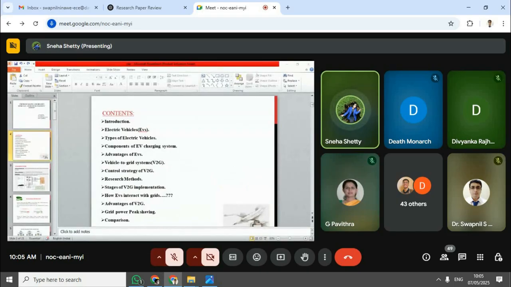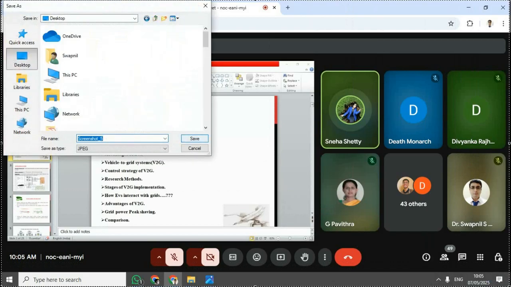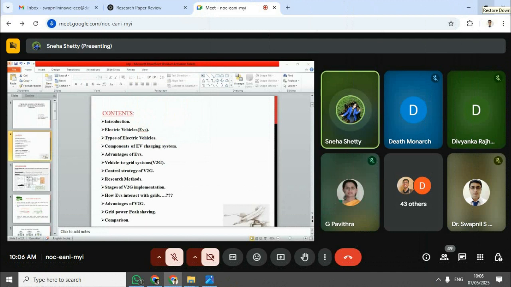So today we will be discussing electric vehicles: a basic introduction to electric vehicles, types of electric vehicles, and some of the components that we will be using in an electric vehicle charging system. Why do we want to go for EV charging? Also, whenever we connect electric vehicles, they have to be connected to the grid. So how can we connect an electric vehicle to the grid? That is called V2G. And how can we control that? If this has to be implemented in the field of research, what would be the various methodologies or methods we can go after? That is called research methodology or methods.